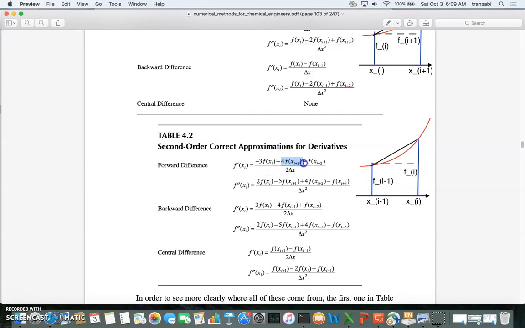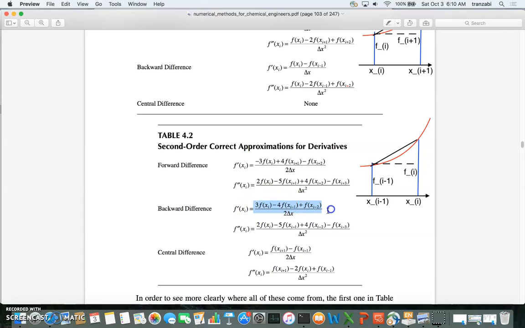We have to know the enthalpy at 850, we don't have it. We need to know the enthalpy at 900. We don't have that one either. So this equation cannot be used. We're going to use this one, the backward difference, because we know the enthalpy at 800, we know the enthalpy at 750, and we know the enthalpy at 700. Right? This is i minus 1, i minus 2. That means 1 point before 800, 2 points before 800.